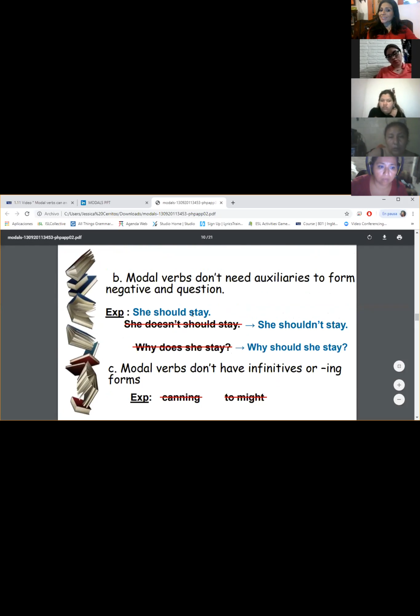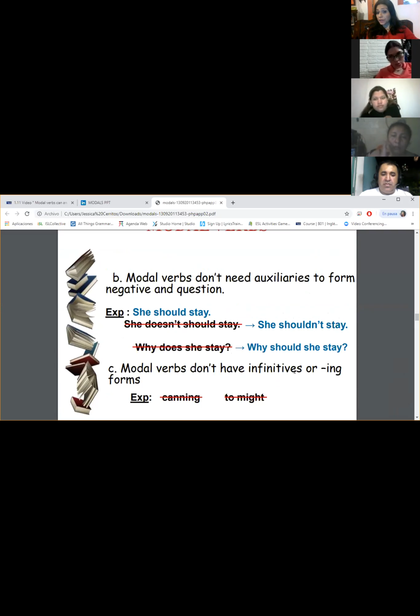She should stay. Or she shouldn't stay. Mire el verbo, no le pasa nada. Queda igual, okay? Modal verbs don't have infinitives or ing forms. Canning or to might, nunca. Nunca va a poner, por ejemplo, el can con el presente progresivo. Ellos son su propia familia, muy independientes.